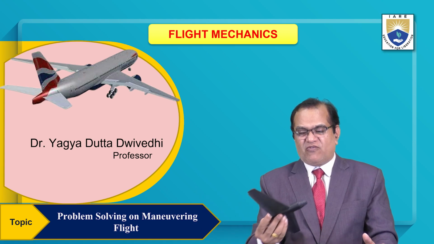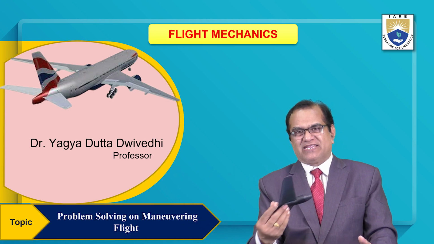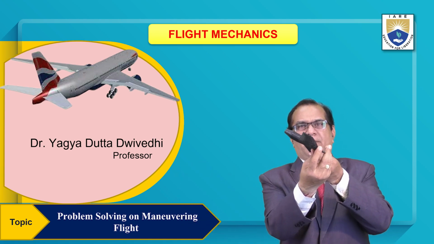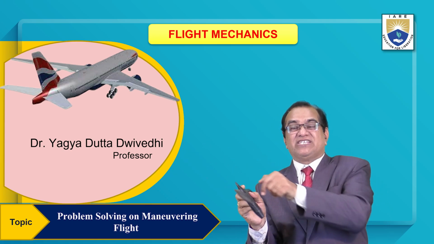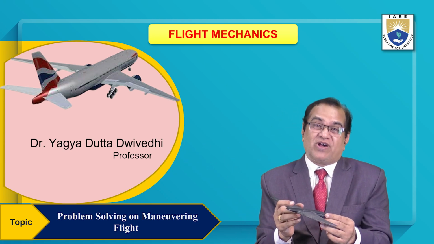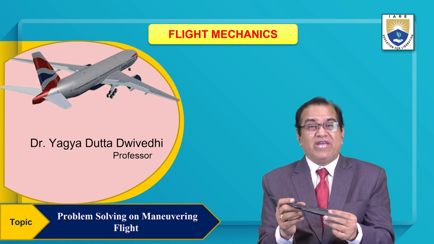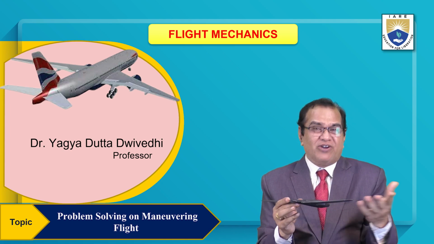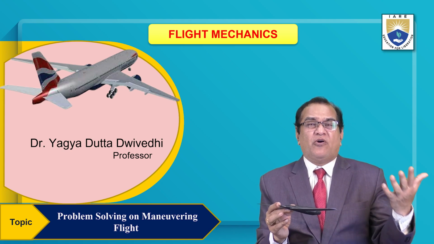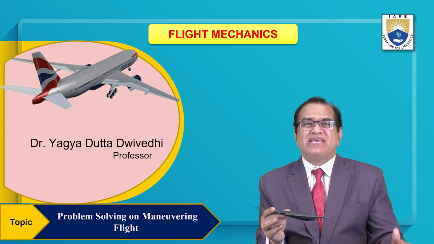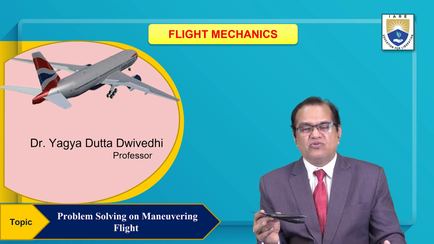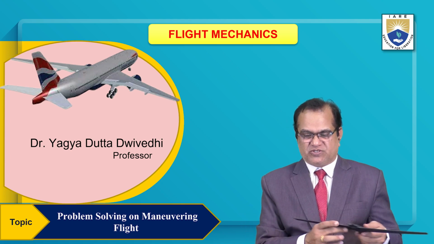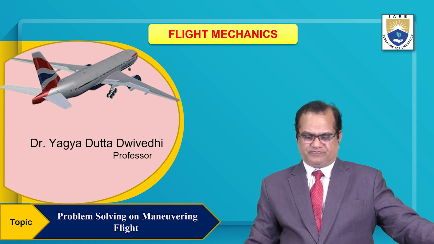Another motion is the vertical flight. It is pull up like this, then it is going up, and it is down. It is called the pull-up maneuver. We have already done the derivations, and now we will be solving some equations related to this topic.